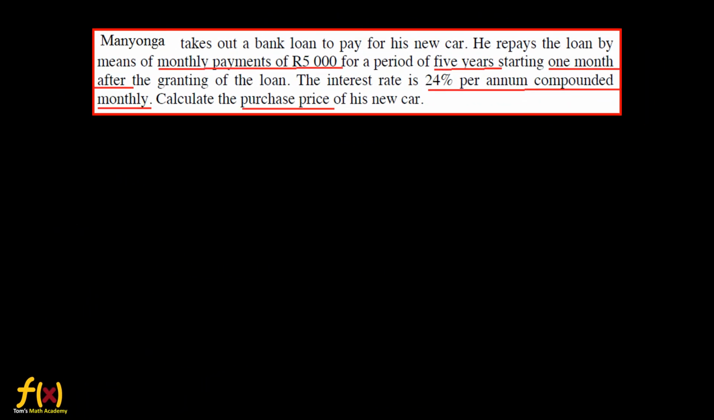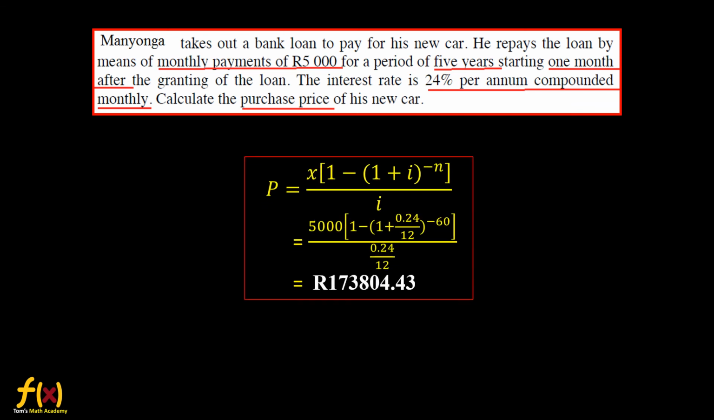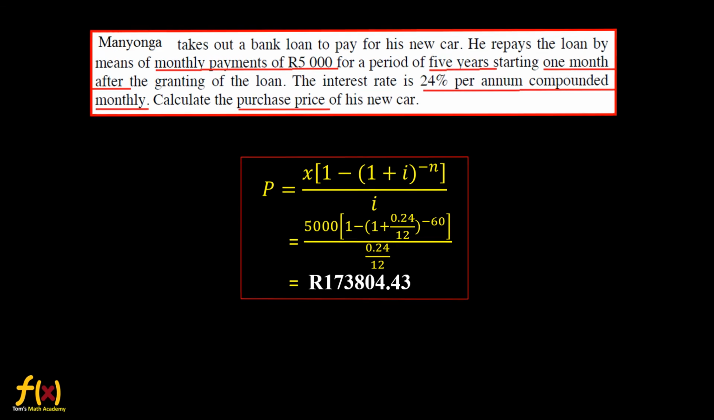Manionga takes a loan to purchase a car, a 5 year loan, monthly payment 5,000, starting 1 month after. Look at that, interest rate 24%. Calculate the purchase price of his new car, meaning the loan. So we substitute 5 years, monthly, 5 times 12 is 60, but remember that it is minus 60, very important. So you can simplify and use the calculator.